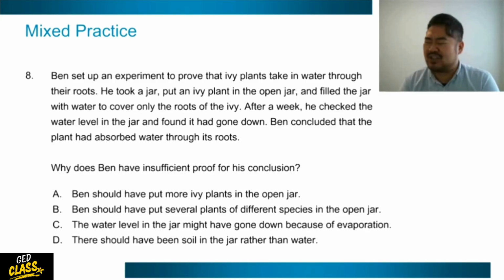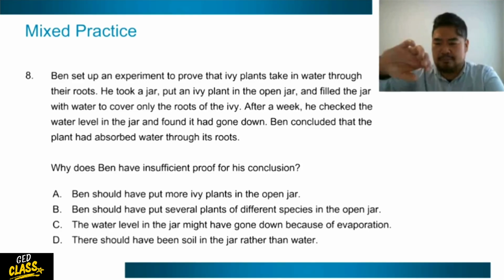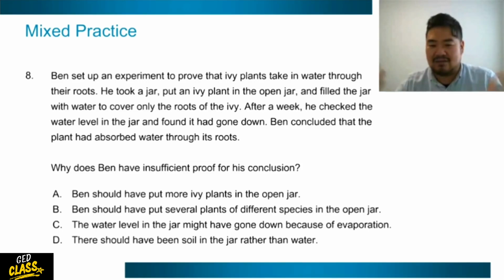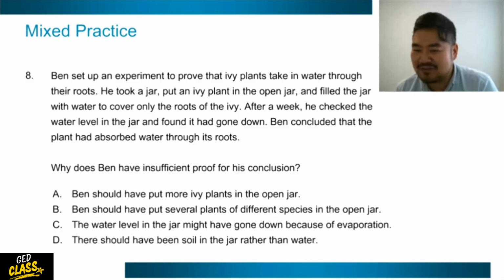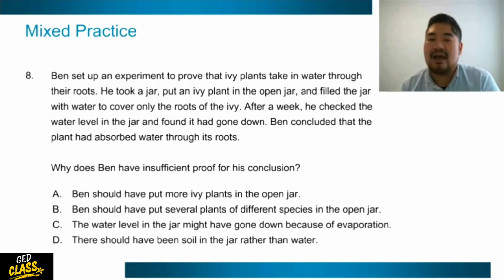So at first, on the surface, it kind of makes sense, right? Put an ivy plant in a jar, fill the jar with water. After a week, the level of water has gone down. Oh, the plant absorbed the water. But wait a minute. Does that have to be true based on this experiment? The insufficient proof is that we don't know if it's only the plant that absorbed the water. Maybe something else absorbed the water. Maybe there's some other reason why the water level might have decreased. That's what we're looking for here.